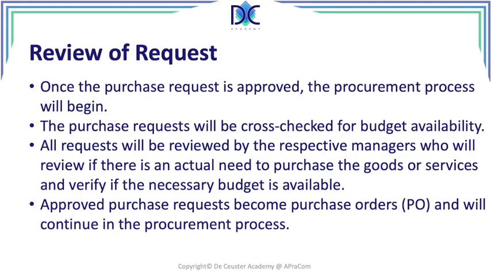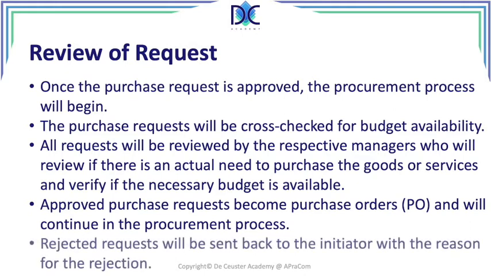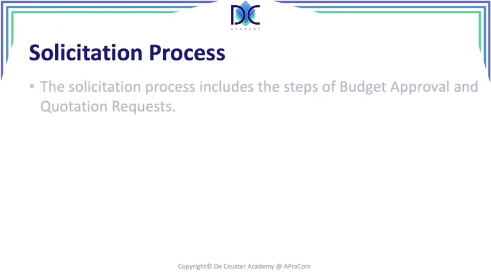And the purchase order has in fact what we call the statement of work, which contains all the elements. So the purchase order contains the statement of work, and the supplier will provide a price for all the different elements. When there is a request that is rejected, it will be sent back to the reinitiator with the reason of the rejection. Then we have the solicitation process.